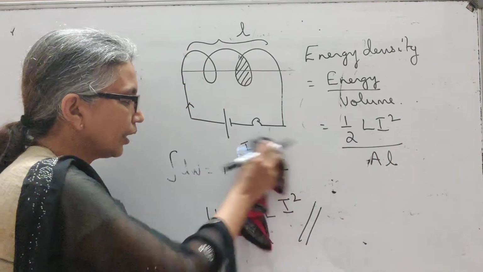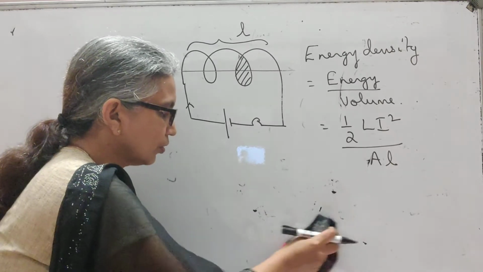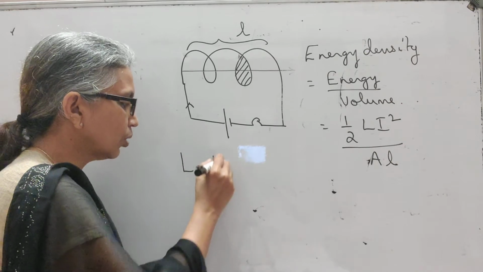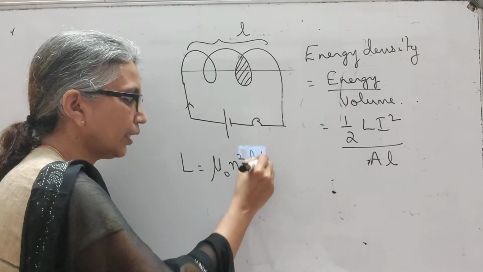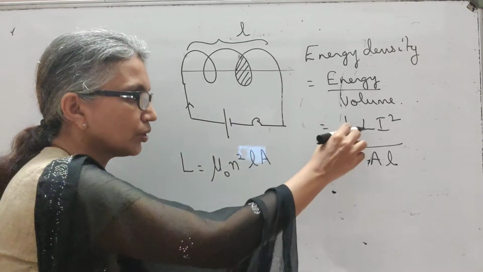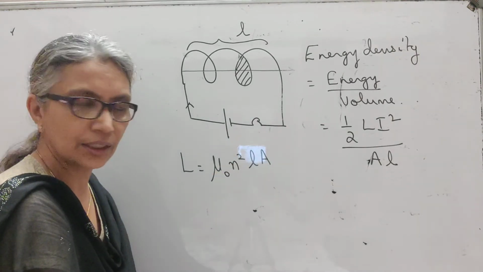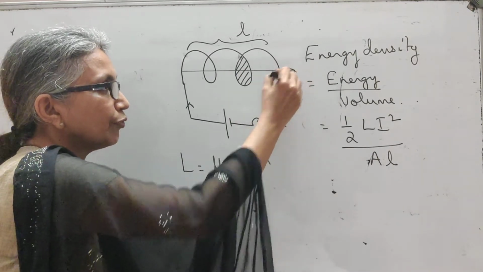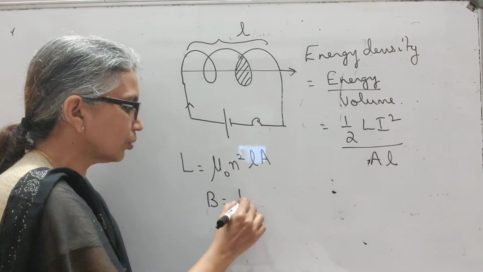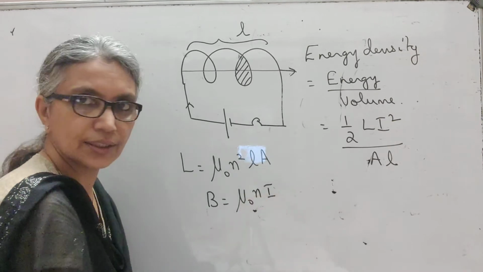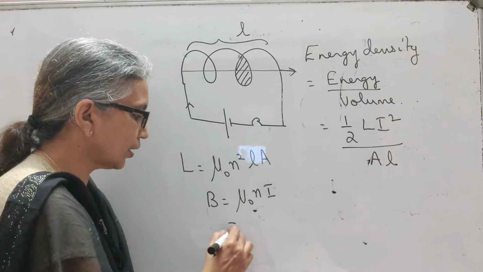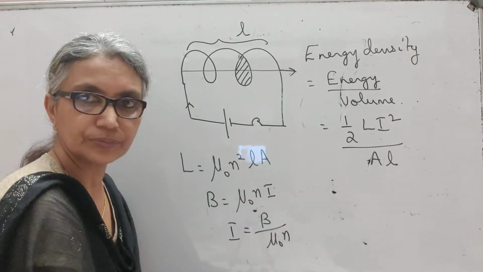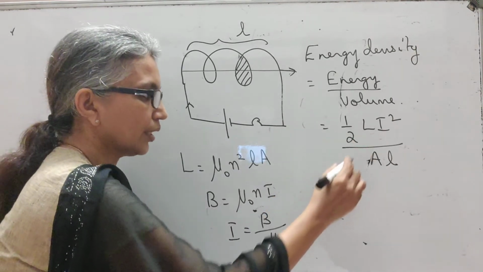I'm going to substitute for L as we derived in the previous topic, L equal to mu 0 n square lA. So I'm going to substitute this L as mu 0 n square lA, and for the magnetic field here, B equal to mu 0 nI. For any inductor it is mu 0 nI. From this I is equal to B by mu 0 n. So I'm going to substitute that here.